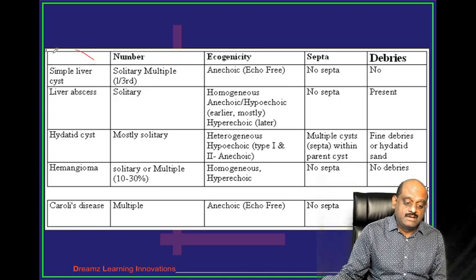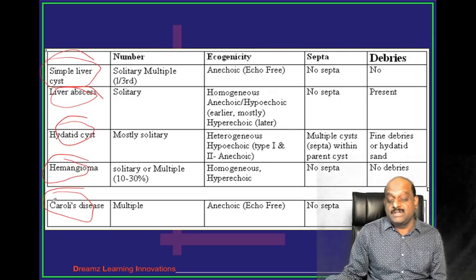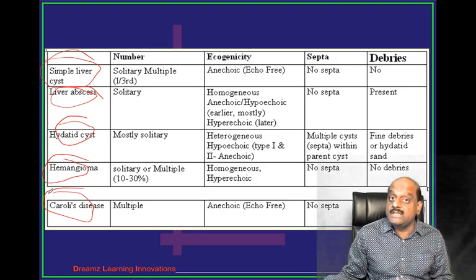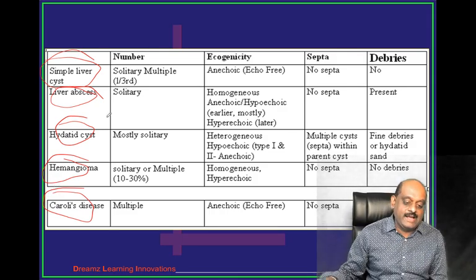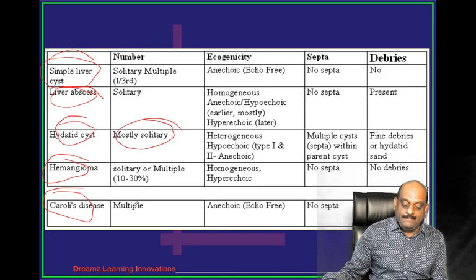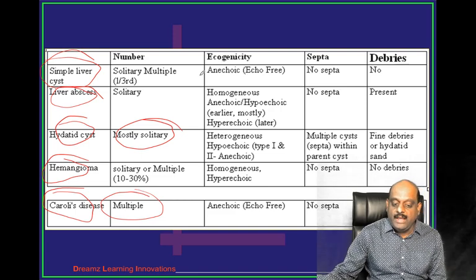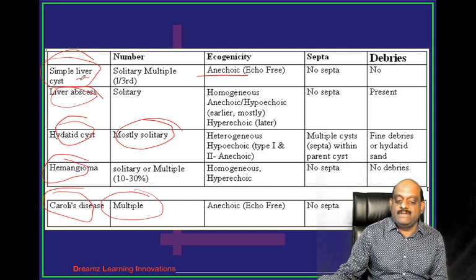Cyst for sale: simple liver cyst, liver abscess, hydatid cyst, hemangioma, Caroli disease. Anything can cause a cyst in the liver. Now the question. Hydatid is mostly solitary. Caroli is only multiple. Then anechoic is a simple liver cyst.